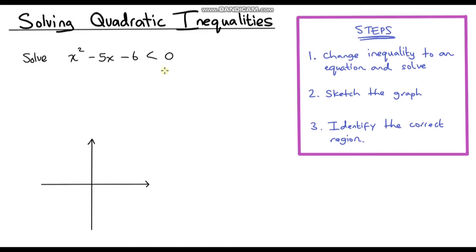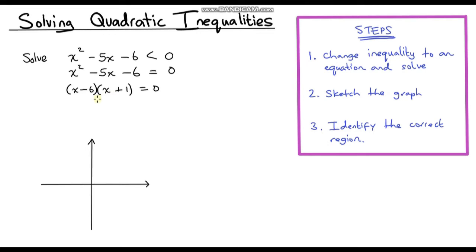So pause the video and see if you can solve this inequality here. Okay, so first thing to do, let's change this inequality to an equation. And now let's solve this equation. So two numbers that multiply to get negative 6 and sum to get negative 5. Well, one of them has to be negative and the larger one has to be negative. So I think negative 6 and positive 1 would work. So (x minus 6)(x plus 1) equals 0. And you can always check this by expanding the brackets.